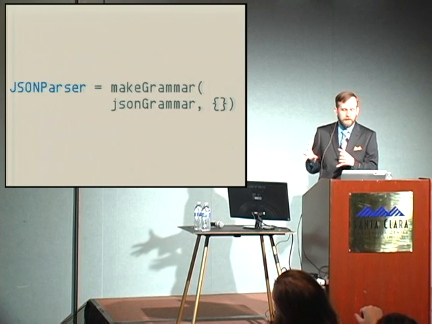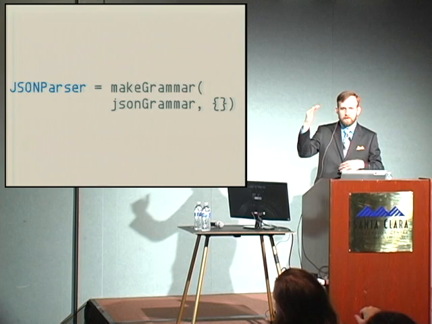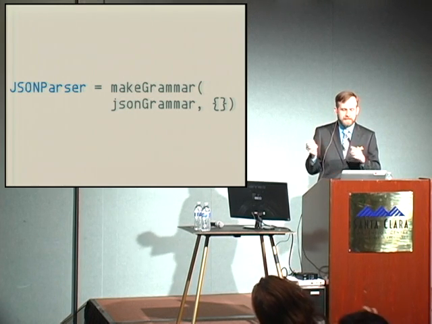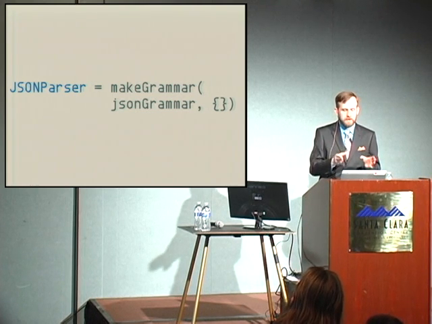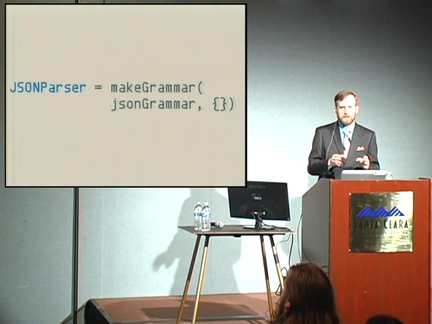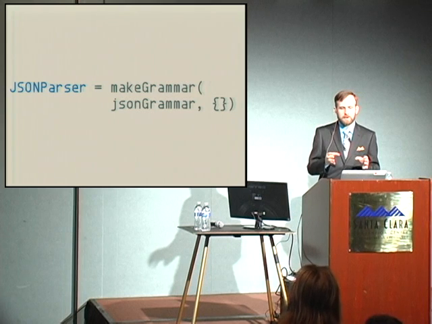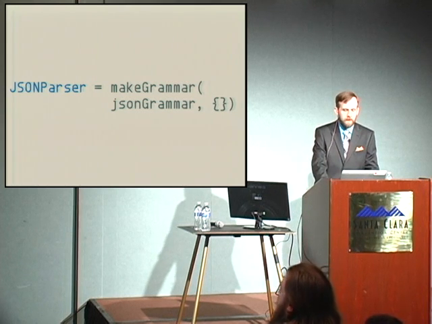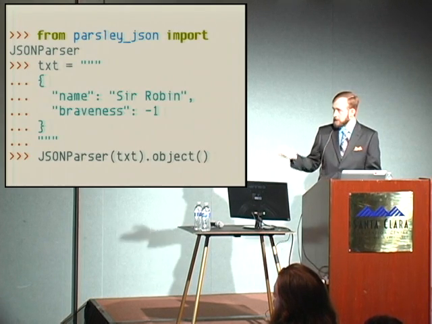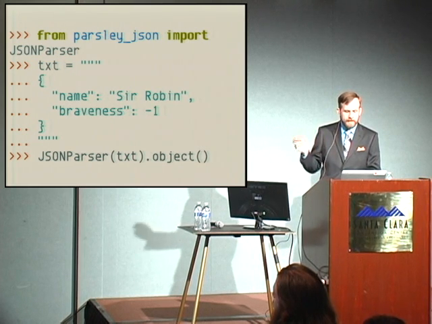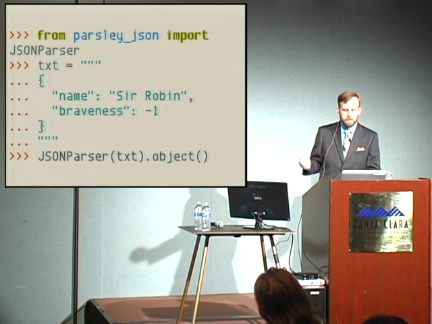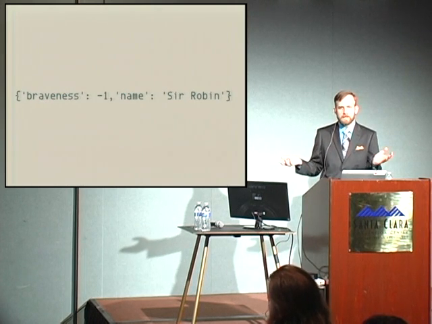So this is how we use it from Python. We have a JSON grammar with just all our rules as a string. We pass it to make grammar, and it returns a class. JSON parser is a parser class. Each rule that we described, like object, members, pair, string, etc., each is a method on that class. So the way we use it is, this code example is in the Parsley distribution. We're going to just have a string containing some JSON here, create a JSON parser instance with that string, and call the object rule. And we get a dict.